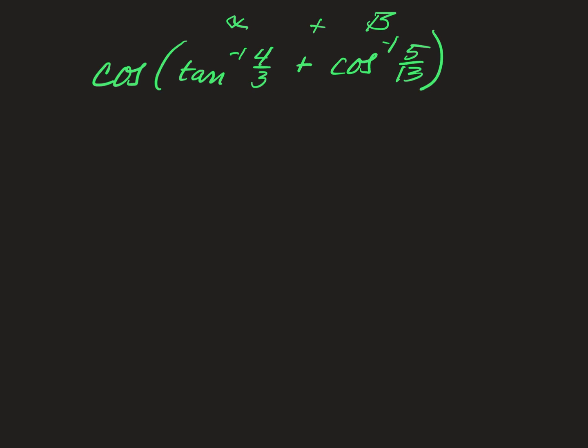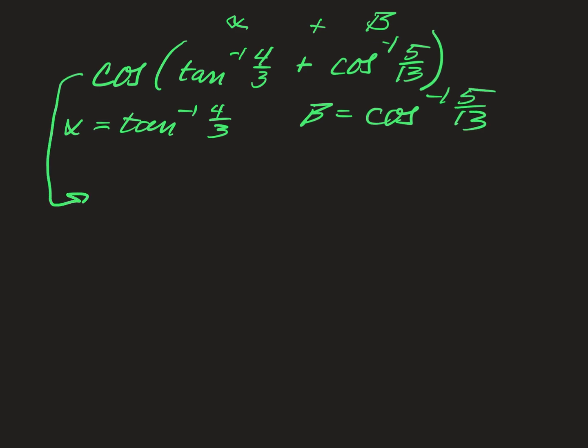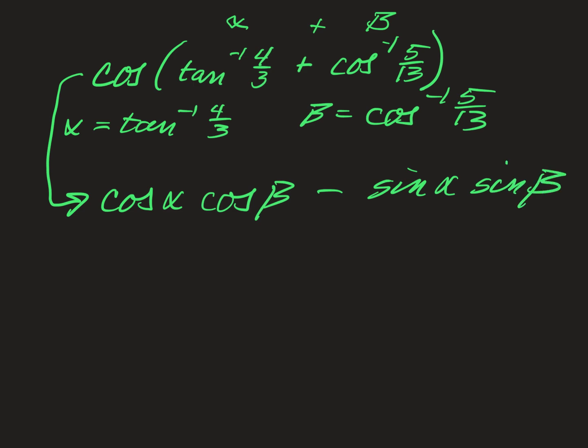So where alpha is equal to the inverse tangent of 4/3, and beta is equal to the inverse cosine of 5/13. So now let's see what you do with that problem. What you want to do then is we're going to rewrite it as cosine alpha cosine beta minus sine alpha sine beta. All right? And then I'm going to want to substitute.